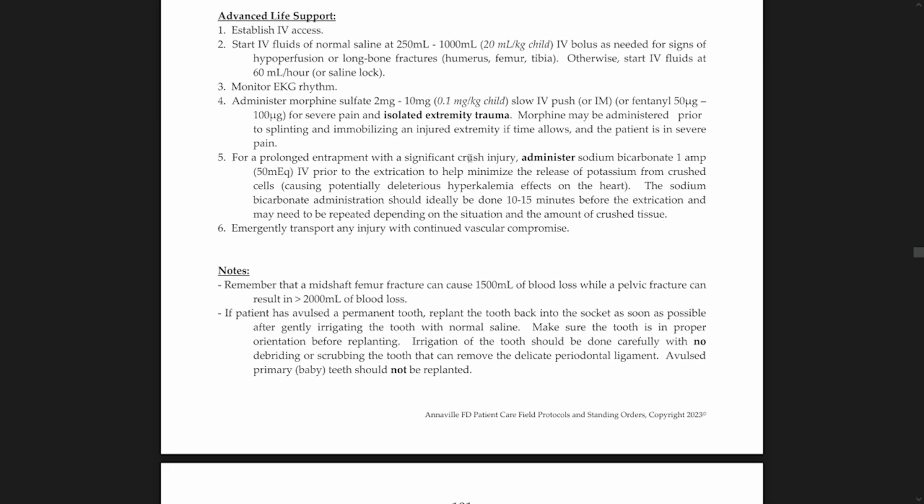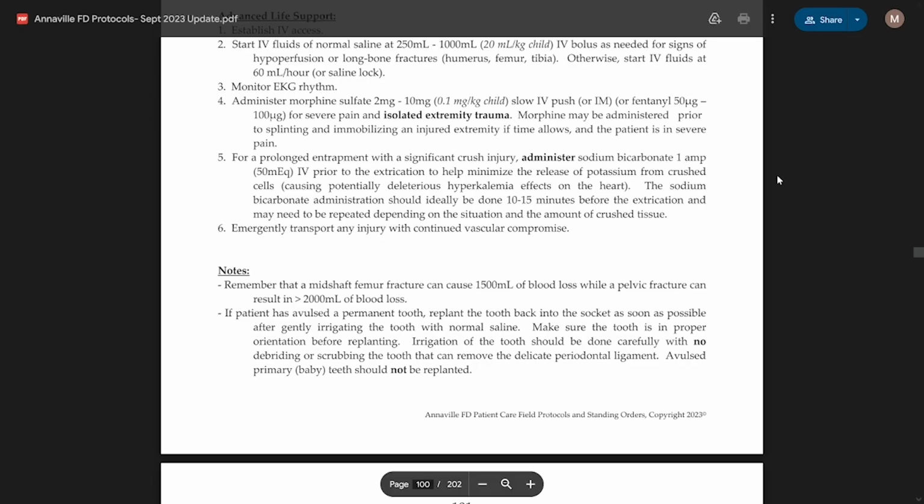For prolonged entrapment with a significant crush injury, administer sodium bicarbonate 1 amp or 50 milliequivalents IV prior to the extrication to help minimize the release of potassium from crushed cells. They can be caused potentially by deleterious hyperkalemia, and it can cause these effects on the heart. The sodium bicarbonate administration should ideally be done 10 to 15 minutes before the extrication and may need to be repeated depending on the situation and the amount of crushed tissue. Emergently transport any injury with continued vascular compromise.